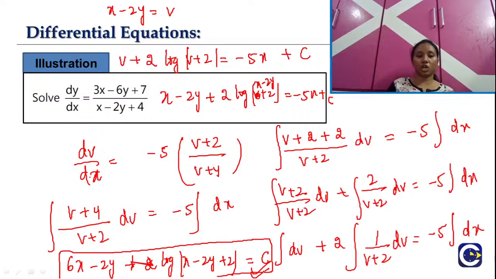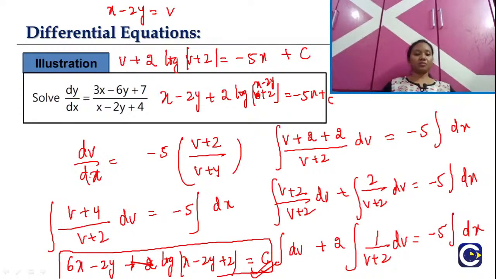So initially we got it in terms of v. Now we have replaced v, that is nothing but x minus 2y. So this will be the final solution. Compared to our homogeneous form or our variable separable method, solving this particular format of differential equation becomes a bit lengthy, because initially it will be in quite a different format.